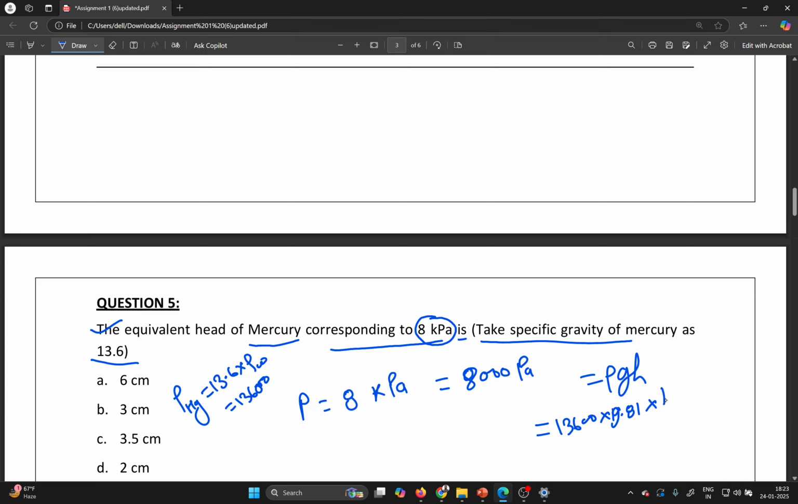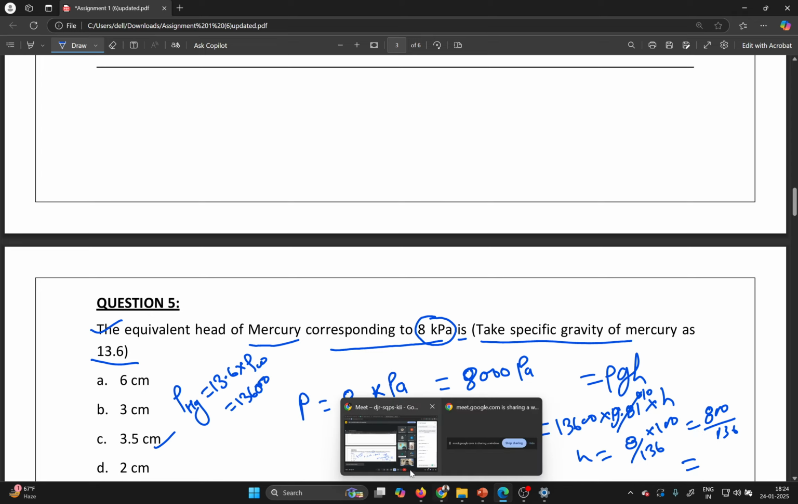How much is h? Here 8,000 is given already. If I take 9.81 as 10, then your h is equal to 8 by 136. If I write in centimeter, multiply by 100, so 800 by 136. Why am I writing centimeter? Because your answer is given in centimeter. So please try to calculate how much is coming.